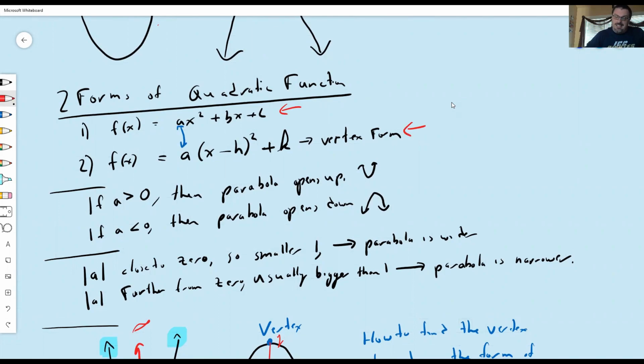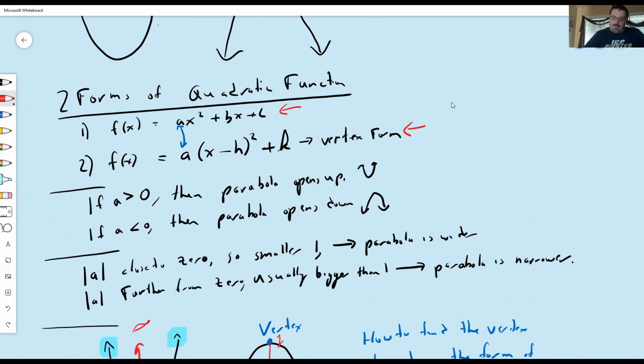So f of x equals ax squared plus bx plus c, or f of x equals a(x minus h) squared plus k. Every parabola can be written in either the first form or the second form. Beyond that, the only thing the forms share that will always be the same is a. A will be the same for both.